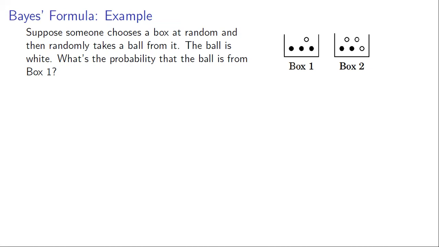So for this, we use Bayes' formula. In other words, we know the event that occurred. We know that the ball was white. The question is, was it from box 1 or box 2?